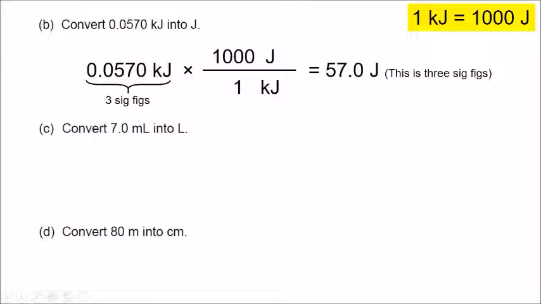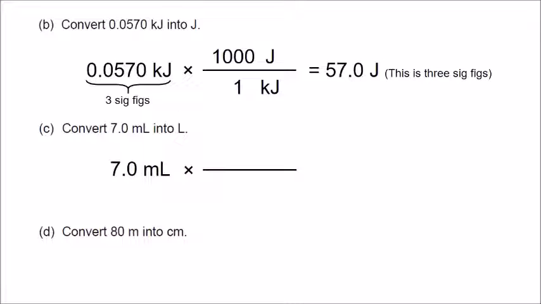Okay, let's take a look at the next problem. Convert 7.0 milliliters into liters. So we start with 7.0 milliliters. We do times and draw a line. This is our horizontal line for our conversion factor. We're going to put milliliters on the bottom and liters on top. Our knowledge of metric prefixes tells us that 1 liter is larger than 1 milliliter.